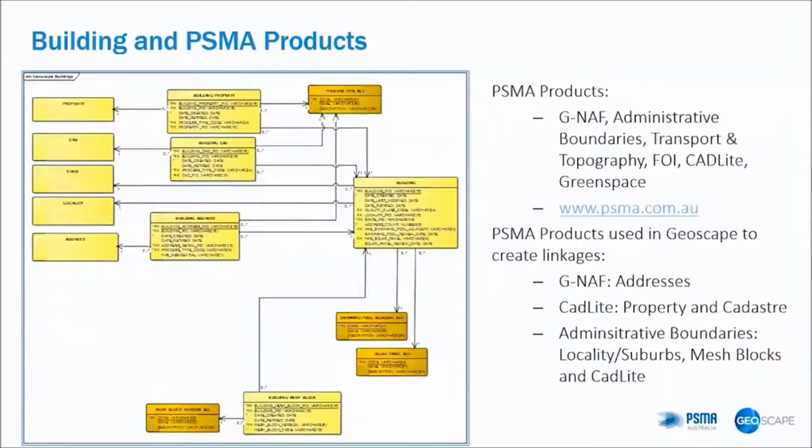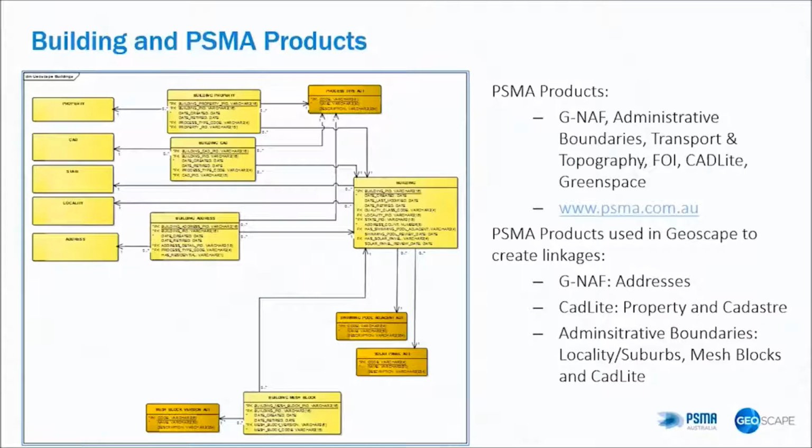So the remaining 4 spatial tables are linked to PSMA's other products. Geoscape is not PSMA's only product. We have a suite of products relating to admin boundaries, so your locality boundaries, state boundaries, and mesh blocks. Then we also have CAD-Light, which refers to the cadastre and property boundary outlines. Transport and topography includes roads data sets, hydrology, green space, airports. And we also have GNAF, which is the geocoded national address file. In Geoscape, we utilize 3 of these products.